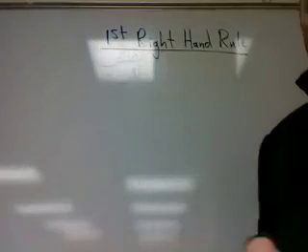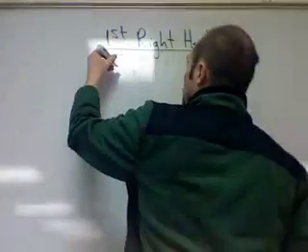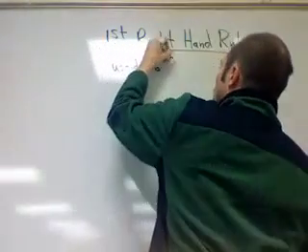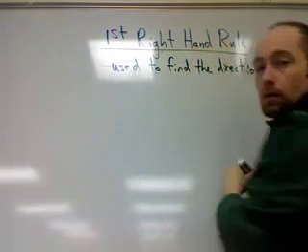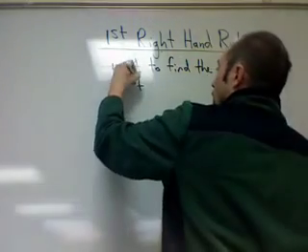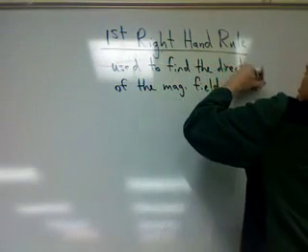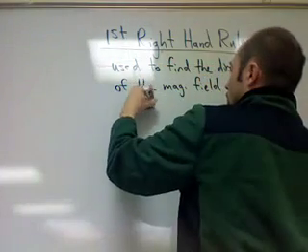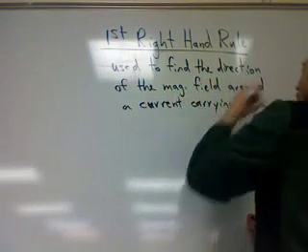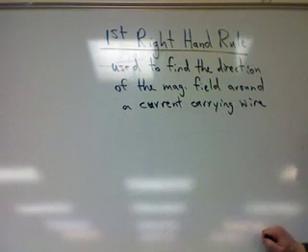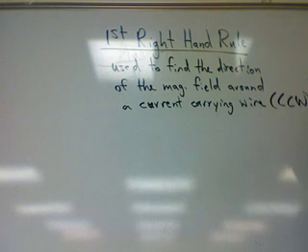We're going to find the direction of the magnetic field around a current carrying wire, and we're going to use the first right-hand rule. This is going to be used to find the direction of the magnetic field around a current carrying wire. Just so you know, I'm going to say current carrying wire a lot in this unit, so I'm going to abbreviate that CCW for current carrying wire, okay?